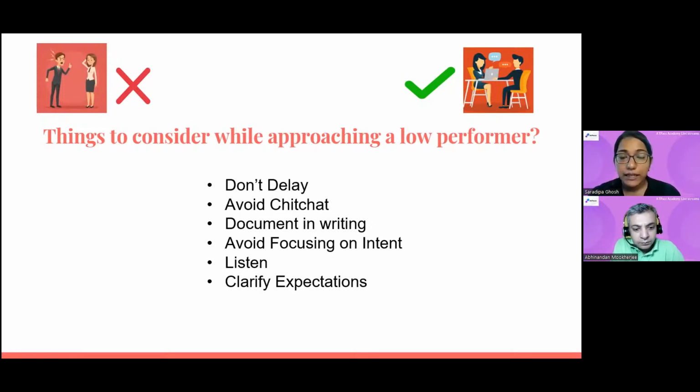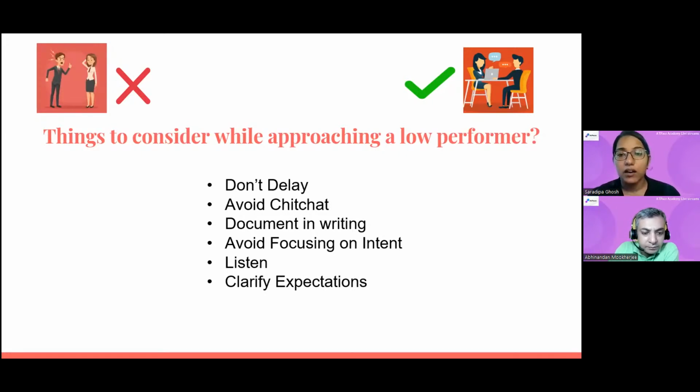Then there is document in writing. You should always prepare two sets of documents before meeting with your employee. The first is talking points that you are going to make, and the second is a document for the employee. You should consider giving the memo to your employee and let him know that these are the points, that this is where they are lacking, so they can get some time to prepare.